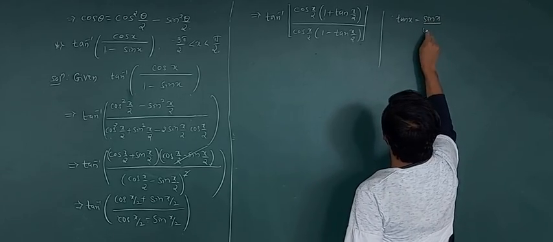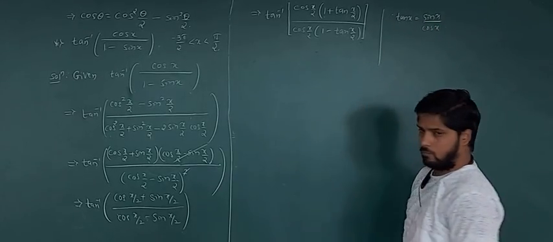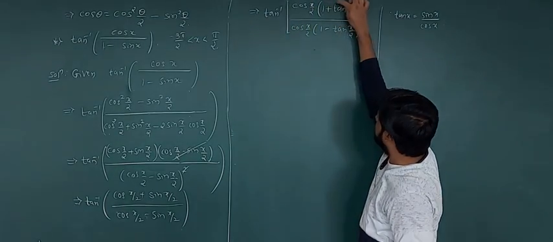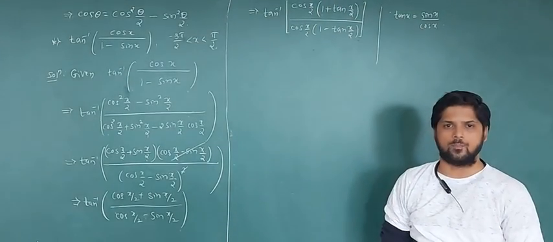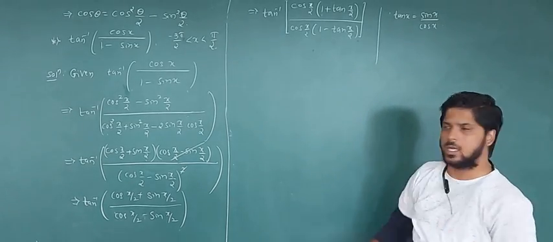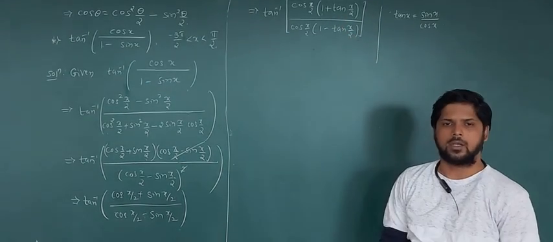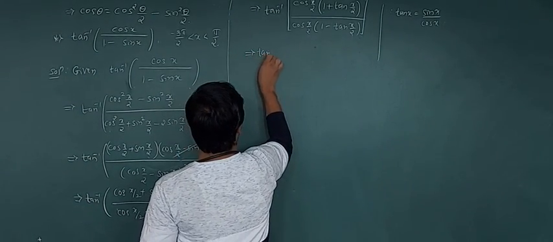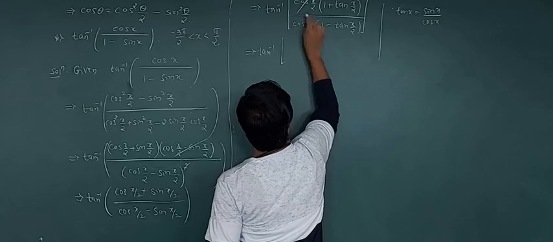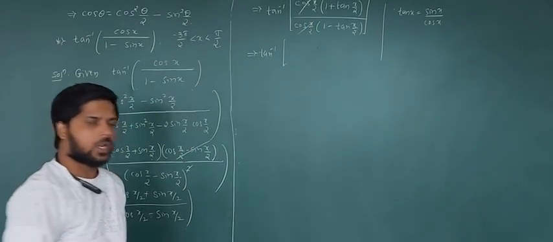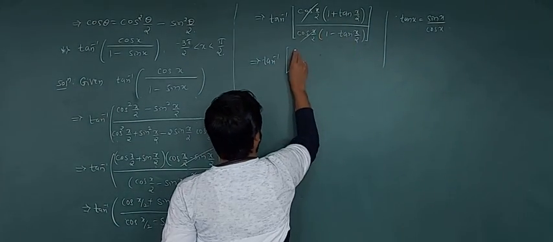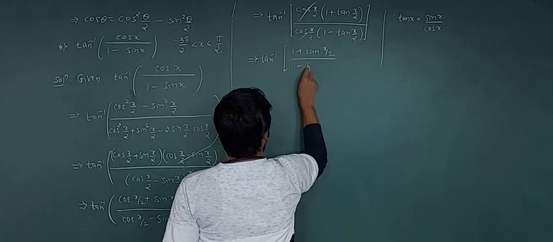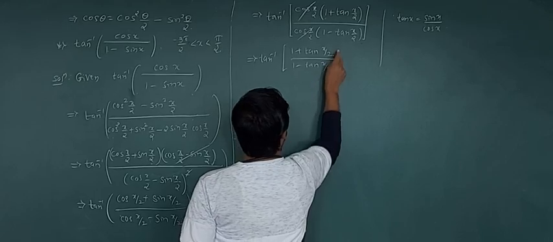tan x is equal to sin x by cos x. Here, after taking cos x by 2 outside, we get inside the bracket 1 plus sin x by 2 divided by cos x by 2. So sin x by 2 over cos x by 2 becomes tan x by 2. This implies tan inverse of, here cos x by 2 gets cancelled. We remain with only 1 plus tan x by 2 divided by 1 minus tan x by 2.